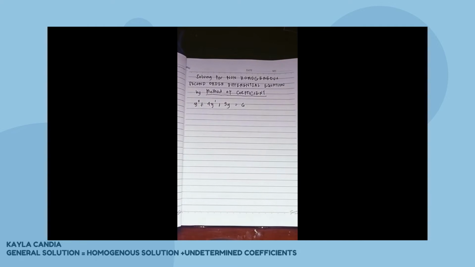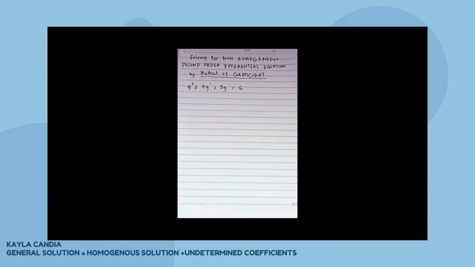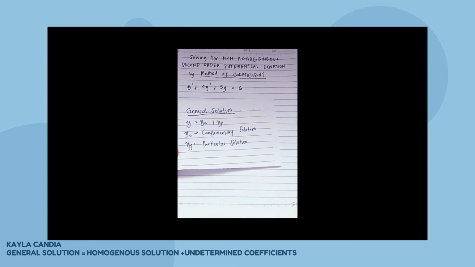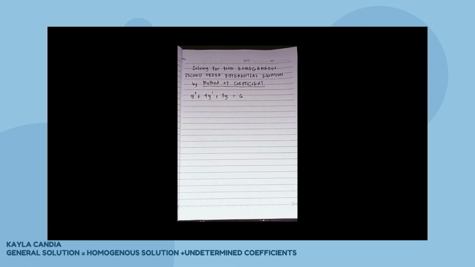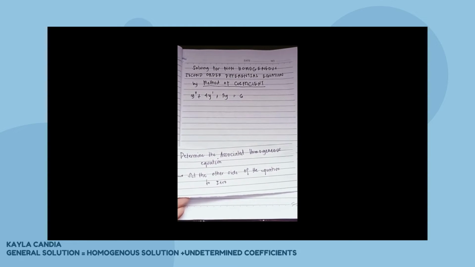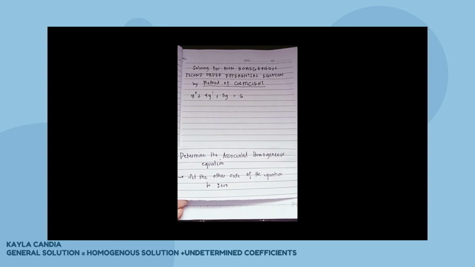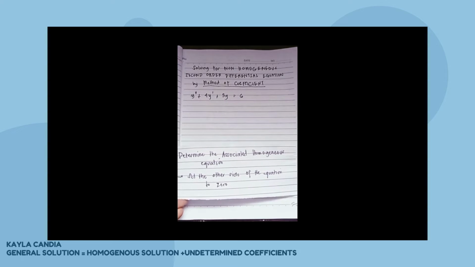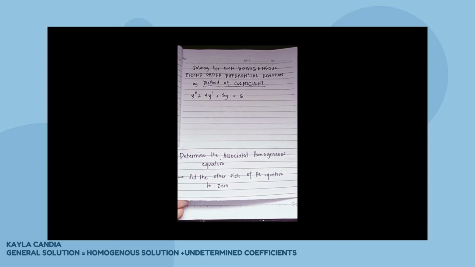So the general solution for the non-homogeneous differential equation is y equals y sub c plus y sub p, wherein y sub c is the complementary solution and y sub p is the particular solution. So the first thing that we should do is to determine the associated homogeneous equation for this non-homogeneous equation. Since we are looking for the associated homogeneous equation of this non-homogeneous second order differential equation, we are going to set the other side of the equation equal to 0.